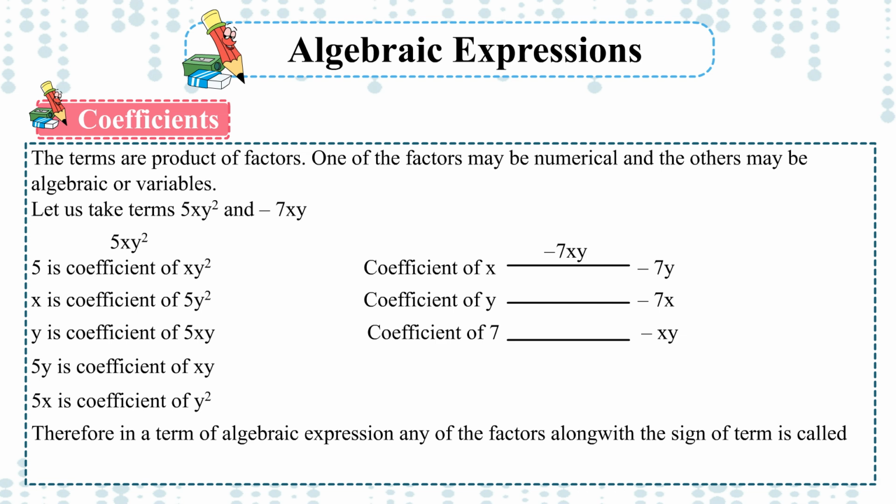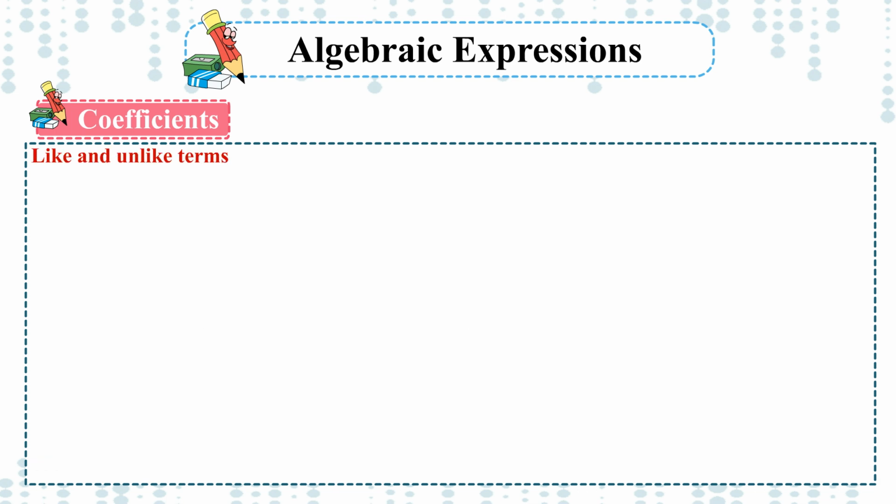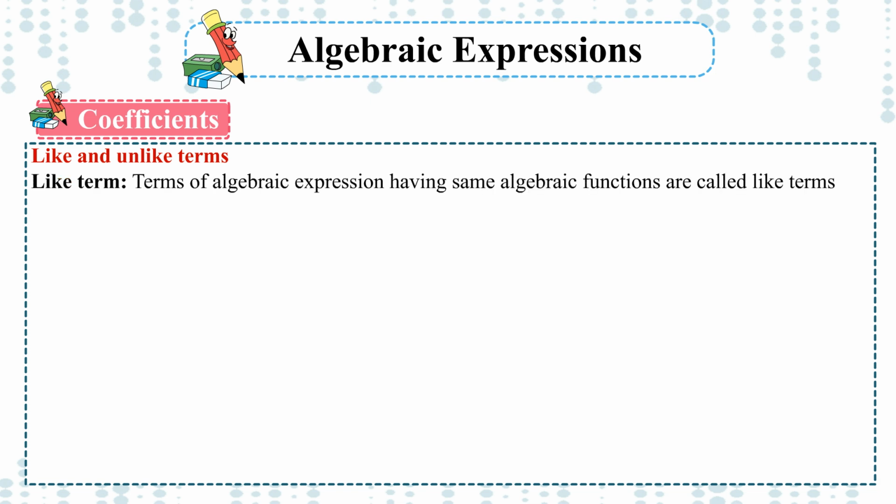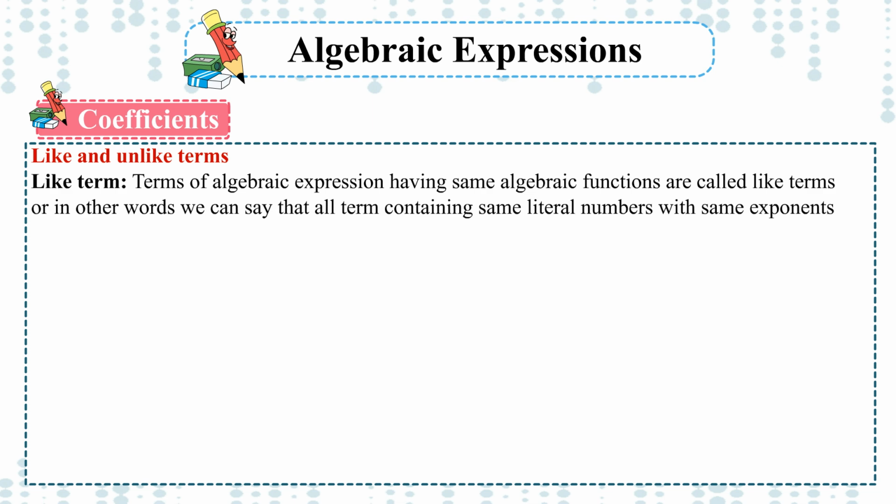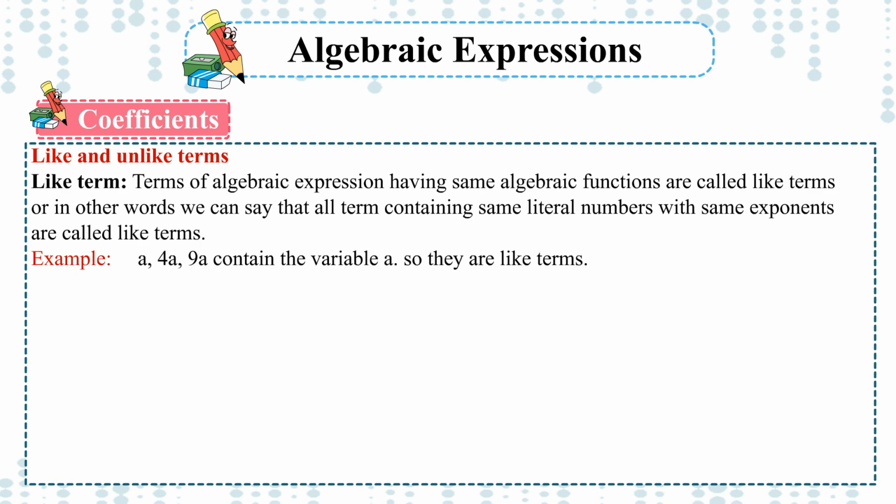Like terms: terms of an algebraic expression having the same algebraic factors are called like terms. In other words, all terms containing the same literals with the same exponents are called like terms. Example: a, 4a and 9a contain the variable a, so they are like terms. 2a²b and 4ba² contain the variables a²b, so they are like terms.